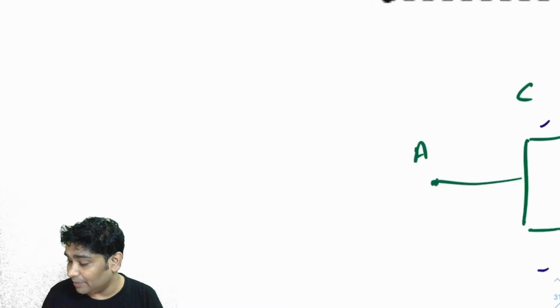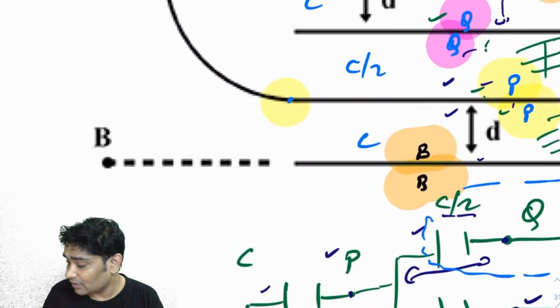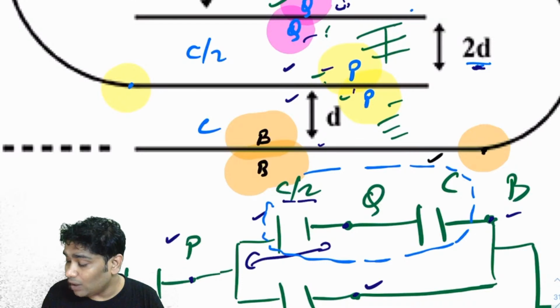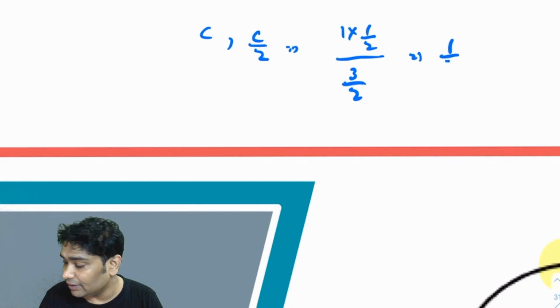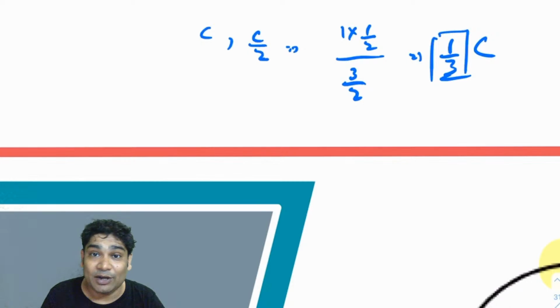Okay, so let me redraw this, maybe here. So I have A, starting from A I have two capacitors. Alright, so these were C each. And from here I have two. One is C and C by 2. So C and C by 2 in series. What will that be? That will be 1 into 1 by 2 over 3 by 2. So that will be 1 by 3. Okay, that will be the capacitance of this. C and C by 2 in series would give C by 3. You can solve this and check.